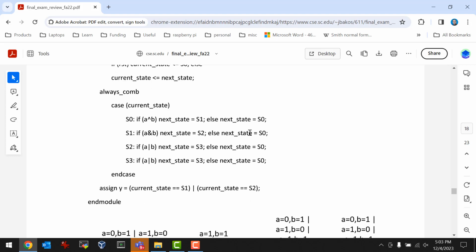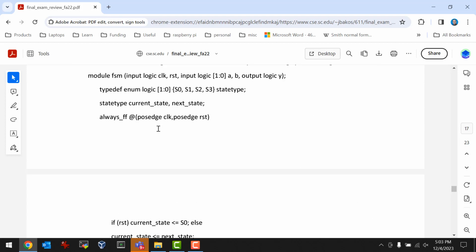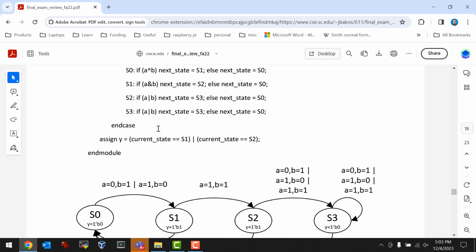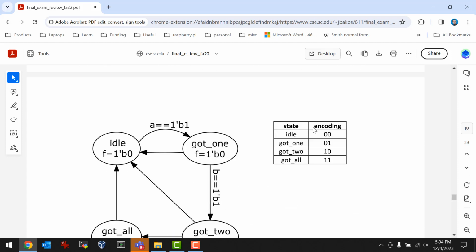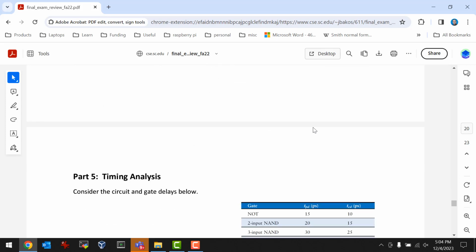Okay. And then the output logic is, the output is what? The output is Y. So Y is going to be 1 here, and Y is going to be 1 in S2. And then Y will be 0 here, and Y will be 0 here. Okay, that's the output logic, is just this one assign statement at the end. Okay, any questions? All right, so we have another timing.